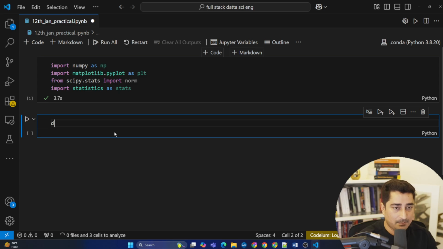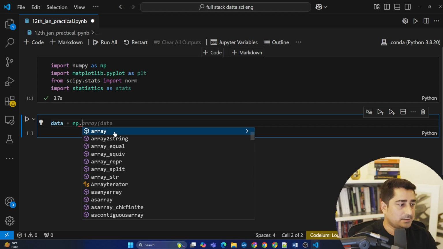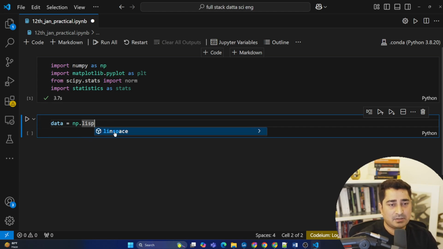So here I'm going to write data equals numpy.linspace. Linspace is a function that we have already discussed when I was talking about the numpy package, and linspace is a function which is going to produce or generate data for you between a given range.